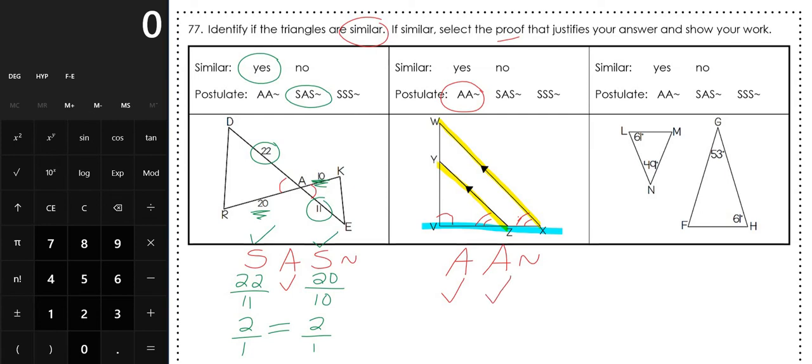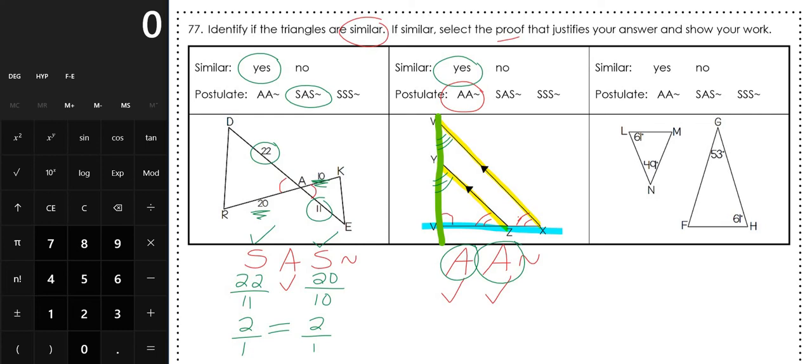And just for fun, I want you to note that if I consider VW as my other transversal, then again, I'm going to have angle W congruent to angle Y because they're corresponding. They're in matching positions. So really, I have AAA, like I mentioned before, because of the third angles theorem, but really all you need is 2 pairs, and then that's enough information. So I'm going to say again, yes, these 2 triangles are similar because I have at least 2 pair of angles that are congruent between my 2 triangles.